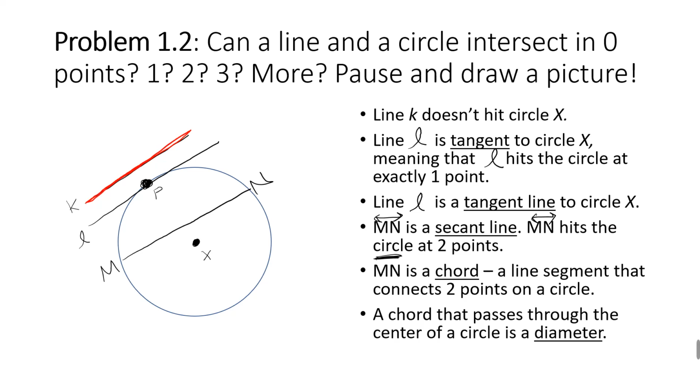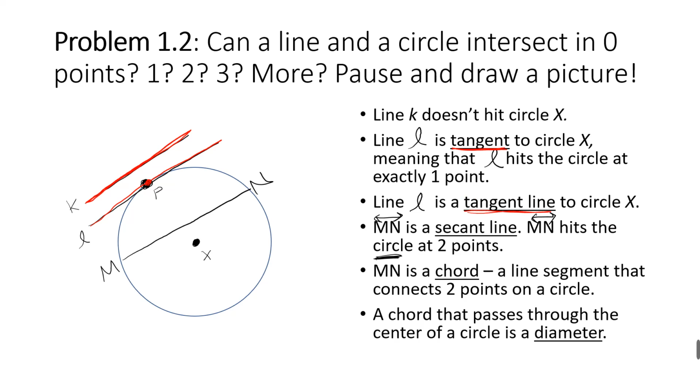Can a line and a circle intersect at just 1 point? The answer is yes. Here's line L, which is not beautifully drawn, but it is only supposed to intersect at this point, P. Line L is tangent to the circle X. It's a new vocab term. It means that the line L hits the circle at exactly 1 point. We can say that line L is a tangent line to the circle X.